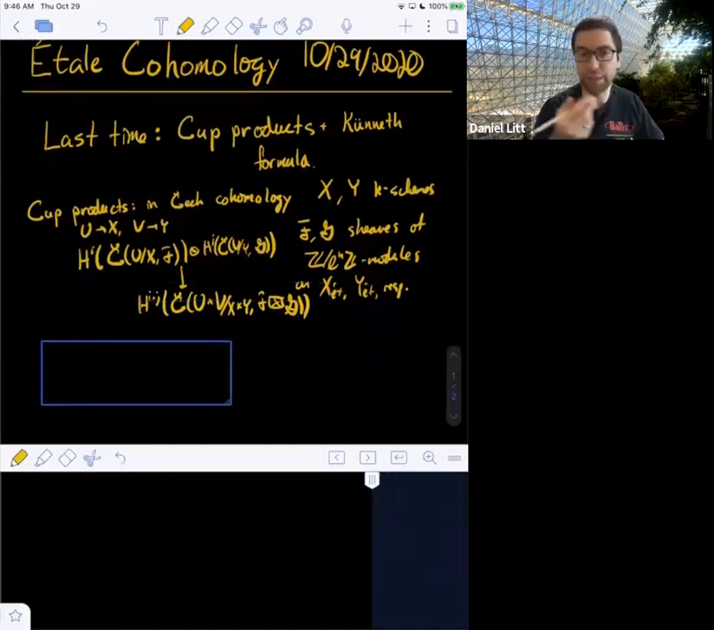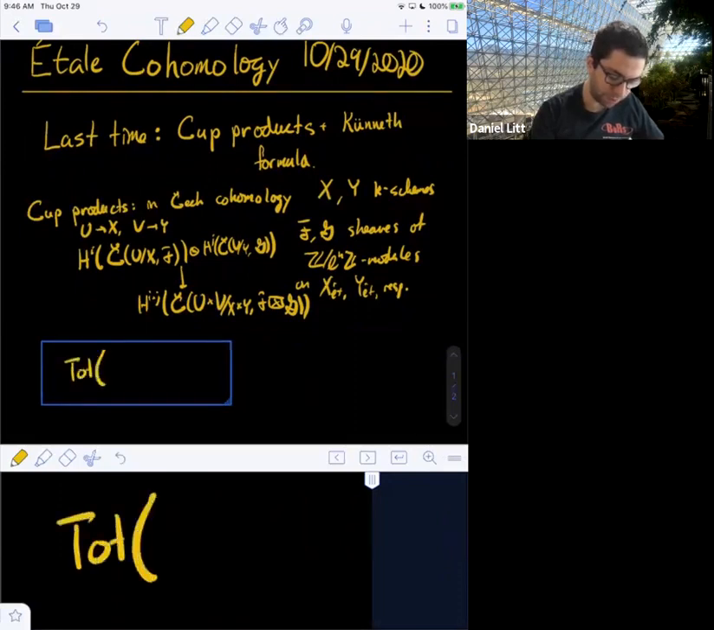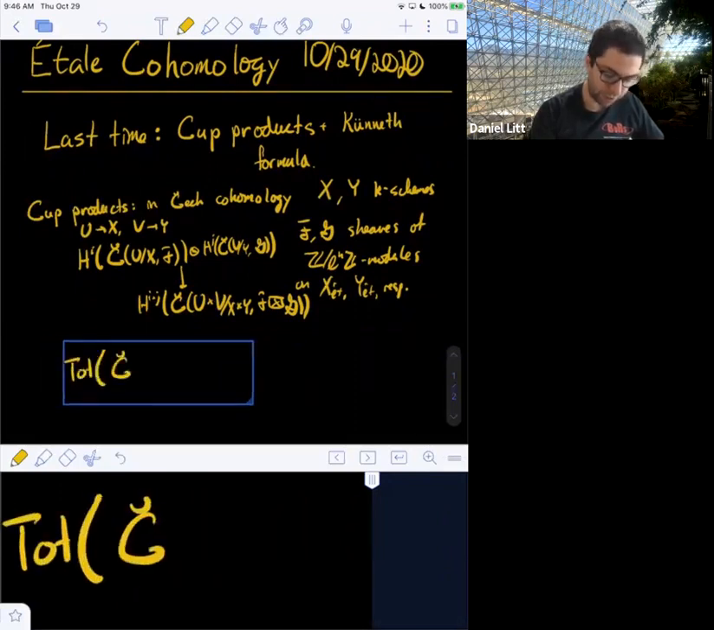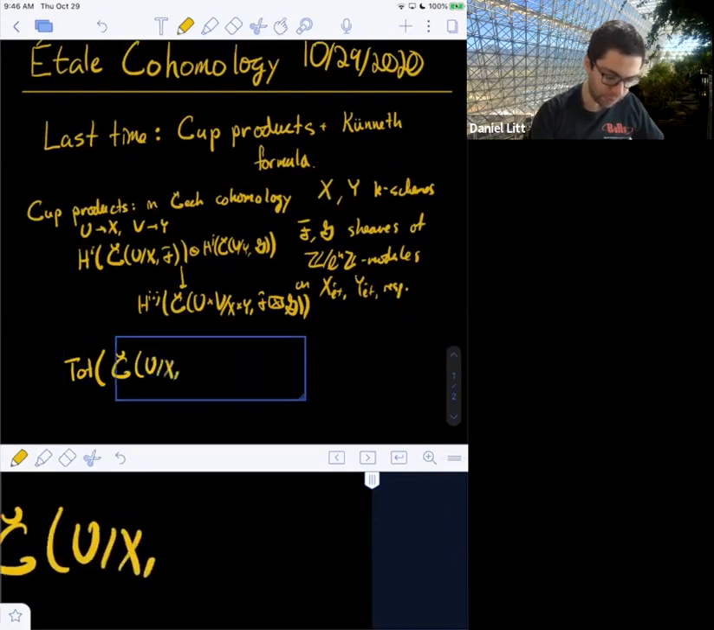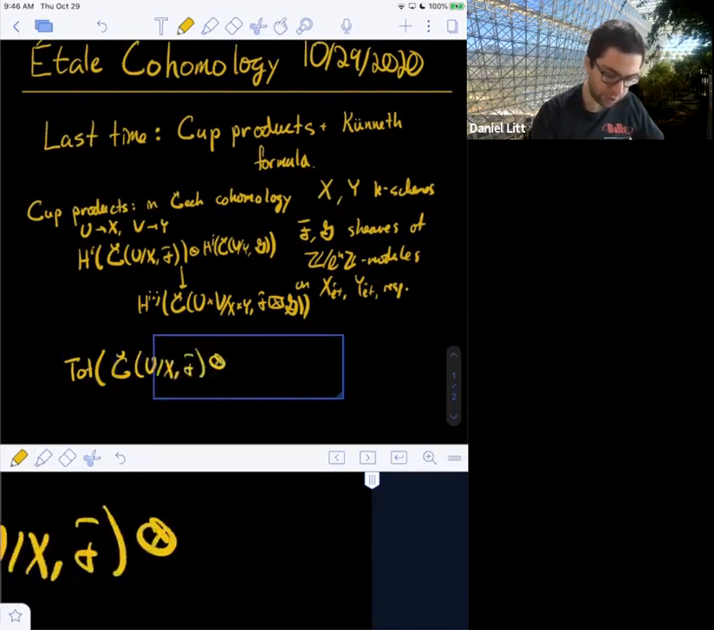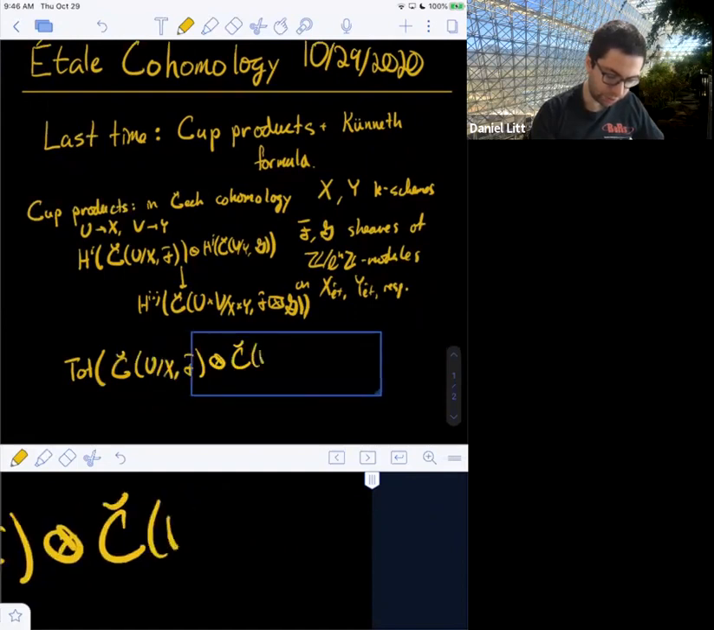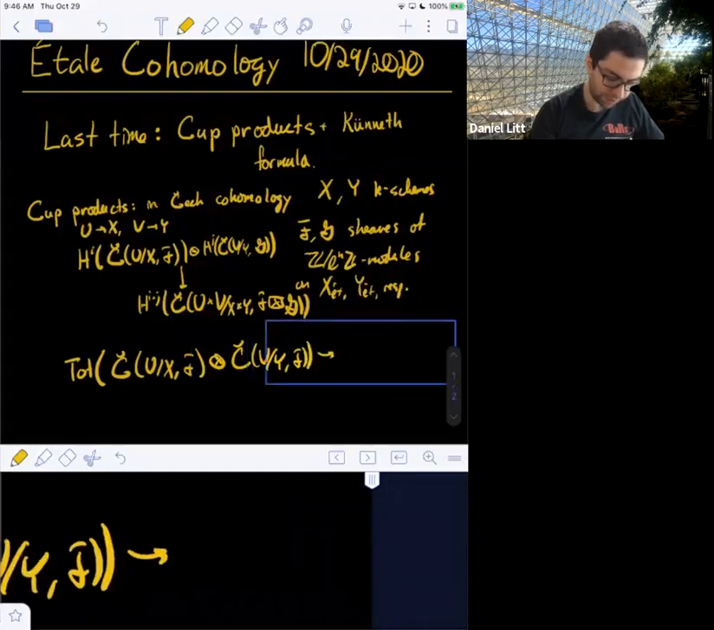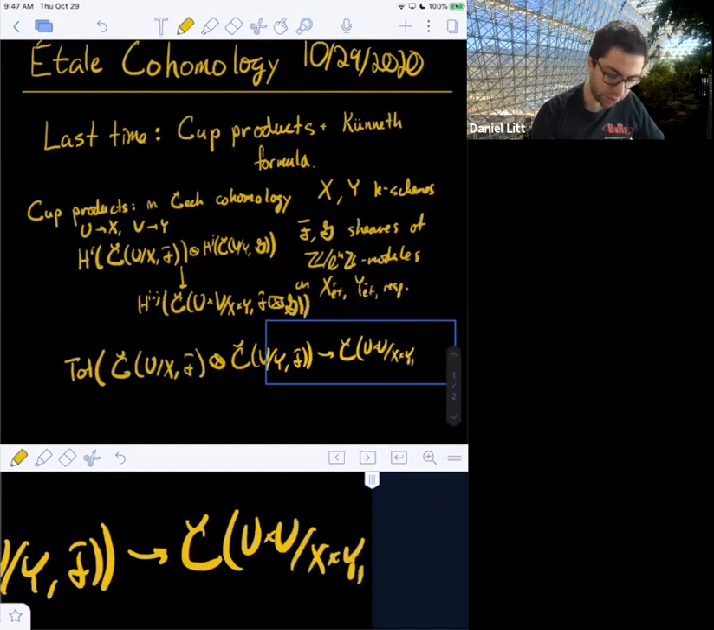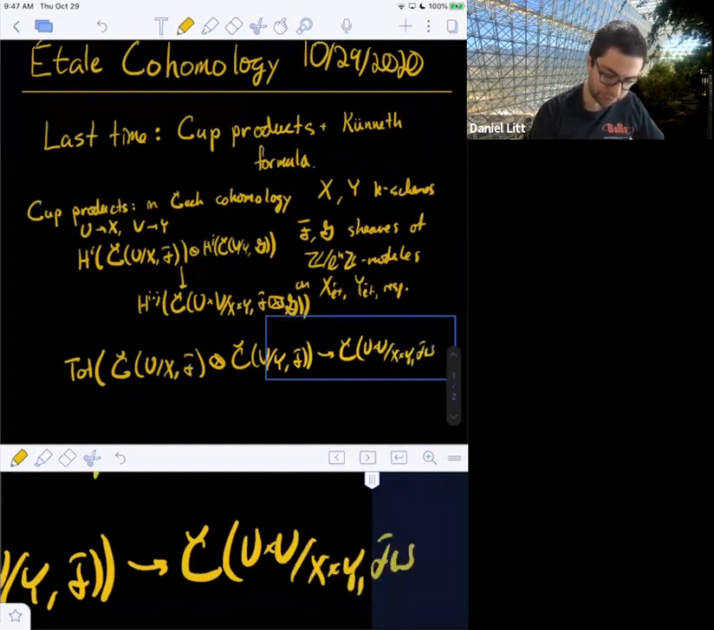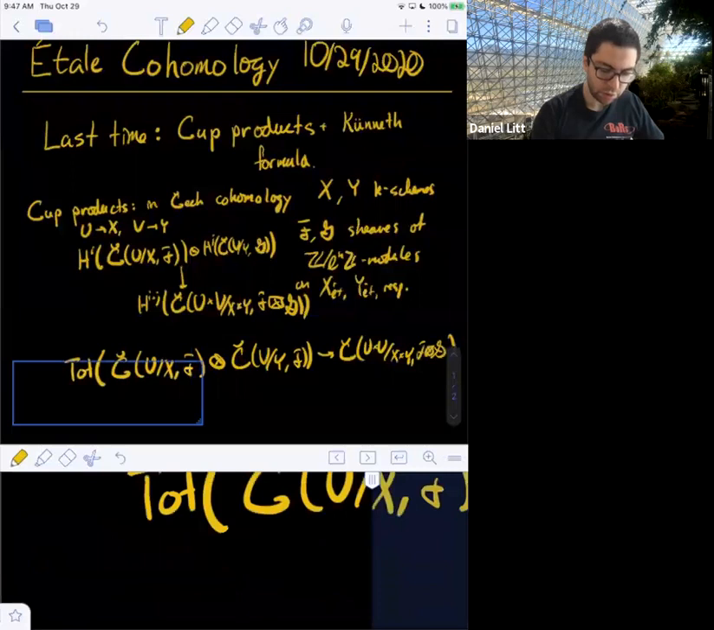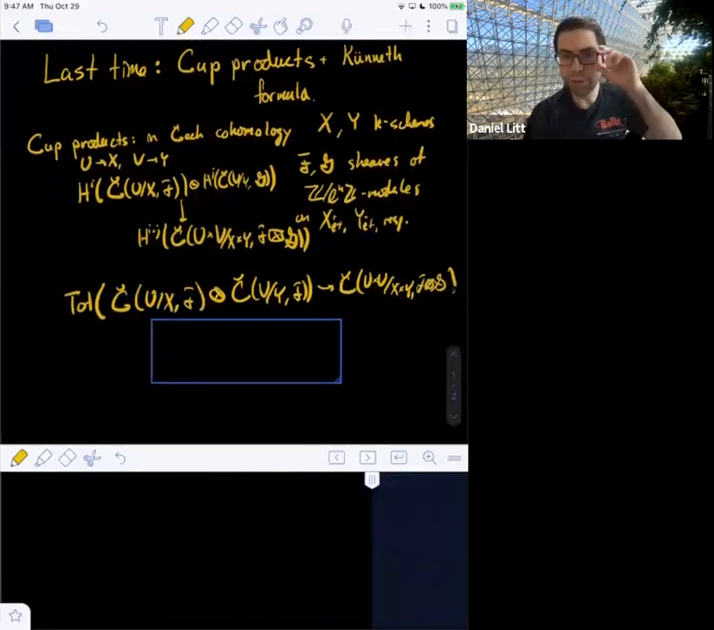Okay, and what is this? This actually comes from a map of complexes. So this comes from a map from the total complex of the Čech complex of U over X with coefficients in F, tensored with the Čech complex of V over Y, G, to the Čech complex of U cross V over X cross Y, F boxed product G. Do you guys want me to say another word about what I mean by this box product, or are people familiar with it?